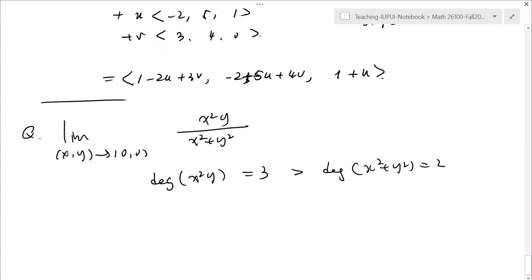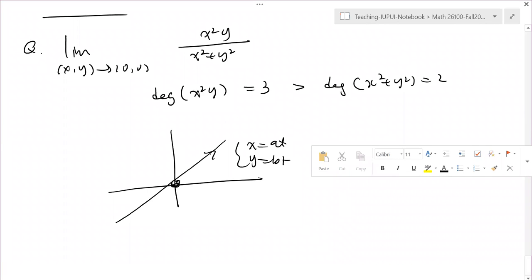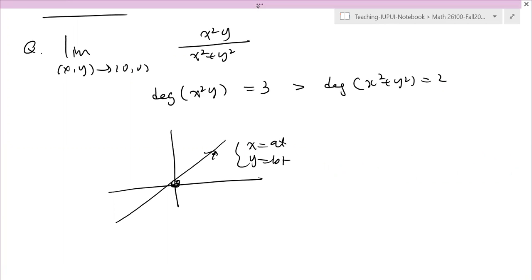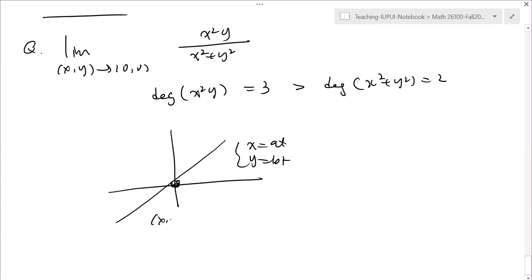So let's take a look at this. I draw an arbitrary line. The arbitrary line would be x equals at, y equals bt. I do not fix a and b. So as t approaches 0, the points on the line approach the origin. So (x, y) approaches (0, 0) as t approaches 0.